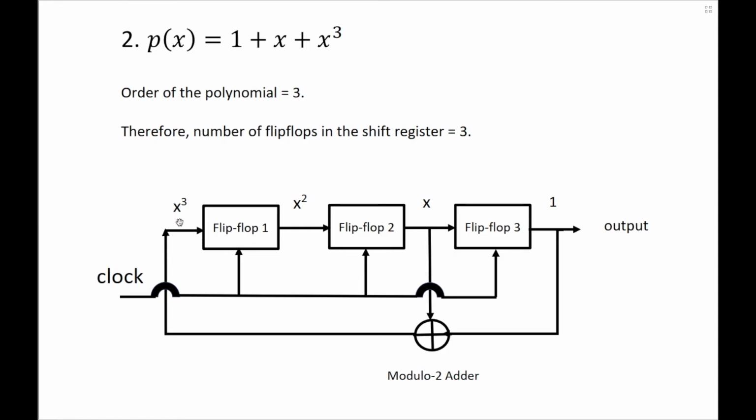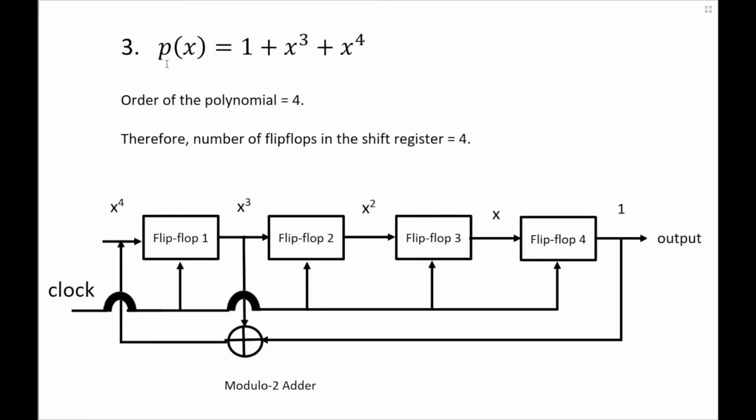Since the input is x cube here, I will once again rewrite this equation for x cube. So x cube will be equal to 1 plus x. Coming back to the diagram, to generate the feedback path, I have to add the element x and the element 1 by using a modulo 2 adder, and this modulo 2 adder output will be the feedback path.